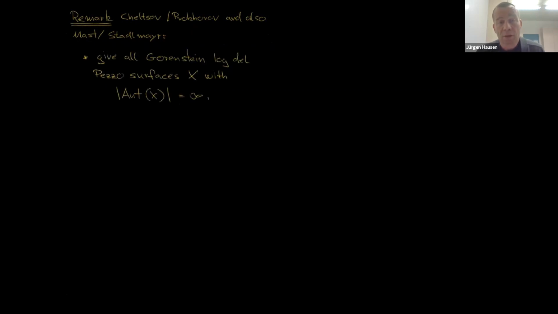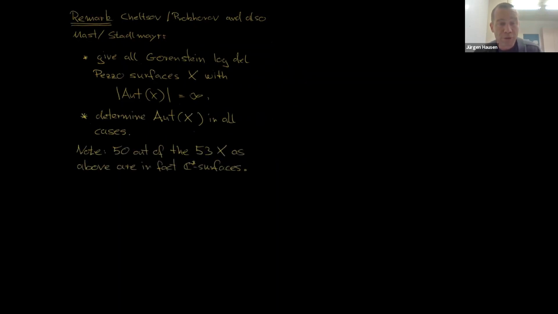First, they gave all Gorenstein log Del Pezzo surfaces with an infinite automorphism group. And second, in this situation, they determined the automorphism groups explicitly. 50 out of the 53 listed X, that means Gorenstein log Del Pezzo surfaces with infinite automorphism groups, are in fact C star surfaces. And for the two of us, it was a big relief to see that the descriptions of the automorphism group indeed coincide with our theorem.